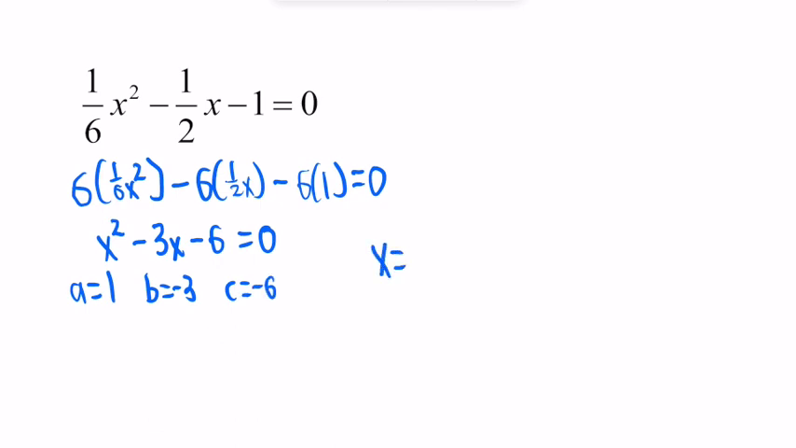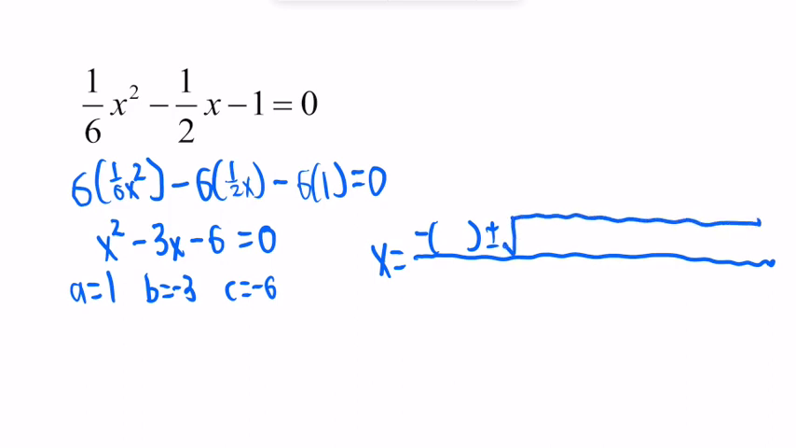Let's write x equals our big fraction, negative parentheses, plus or minus the square root of a parentheses squared minus 4 times a parentheses over 2 times a parentheses. In this case, b is negative 3, a is 1, and c is negative 6.